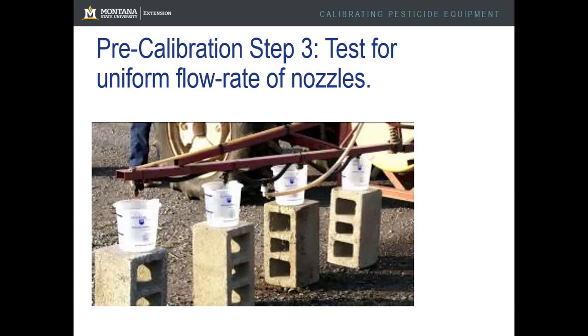Pre-calibration step number 3 is testing the uniformity of the nozzle flow rates. This step gives you an opportunity to check spray patterns for uniformity and assess the flow rate of each nozzle. Nozzles should be delivering a uniform flow rate.